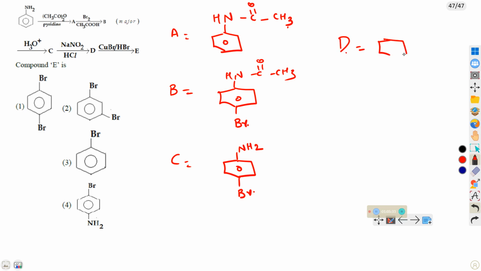Then it gives the diazonium chloride, C6H5N2Cl with bromine, which on further reaction with HBr, CuBr, the Sandmeyer reaction takes place. Then bromine is substituted. So based on that, the first option is correct. Thank you.